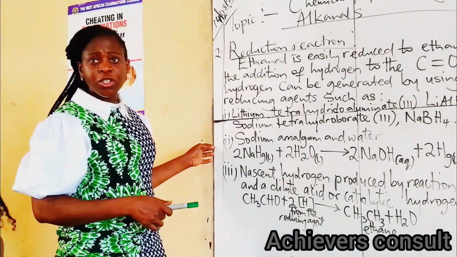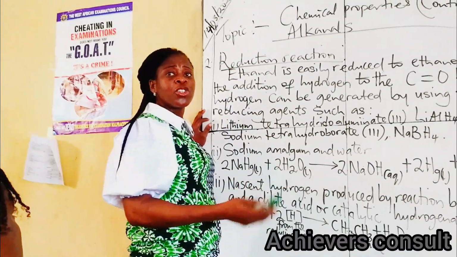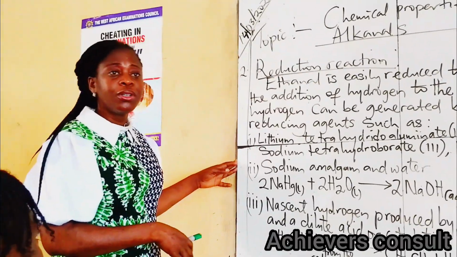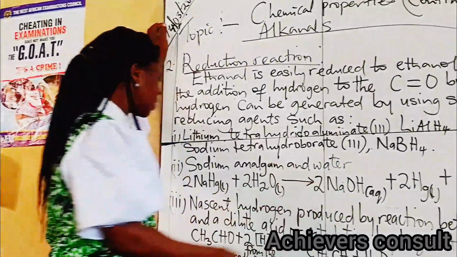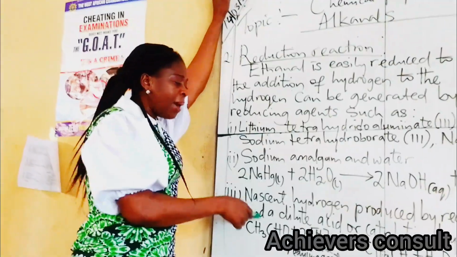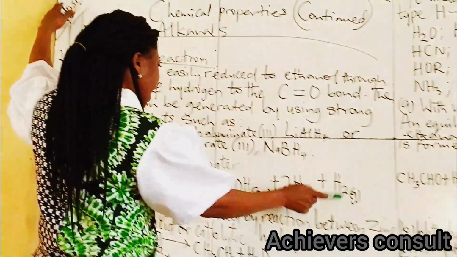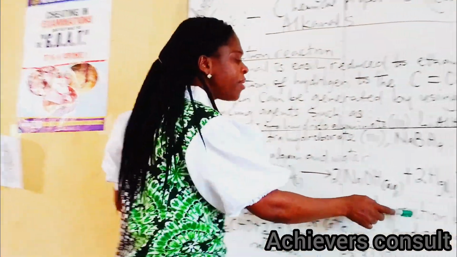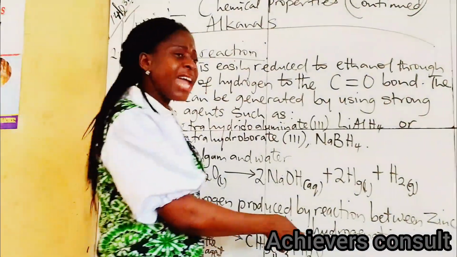You know, reduction is opposite of oxidation. Oxidation is addition of oxygen, while reduction is removal of oxygen, or addition of hydrogen. Now, let's look at this equation, sodium amalgam and water. This is sodium amalgam, when sodium reacts with mercury. Sodium amalgam plus water gives us sodium hydroxide plus mercury plus hydrogen gas. Then nascent hydrogen is produced by reaction between zinc and a dilute acid, or by catalytic hydrogenation.